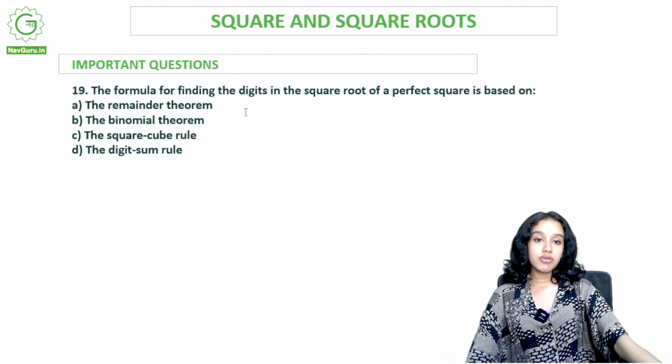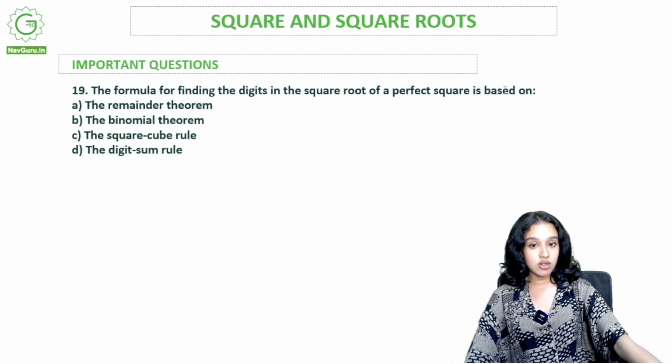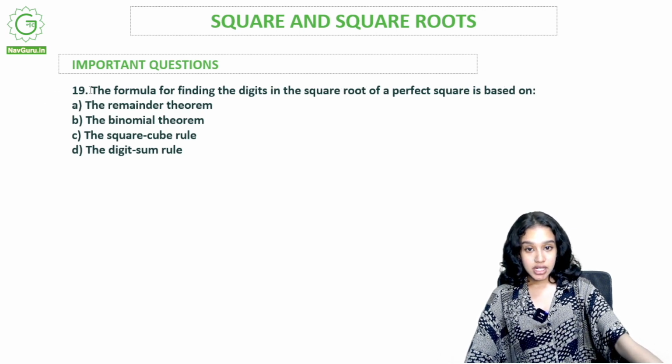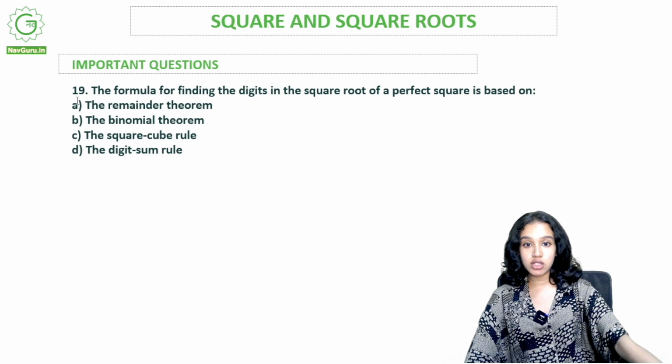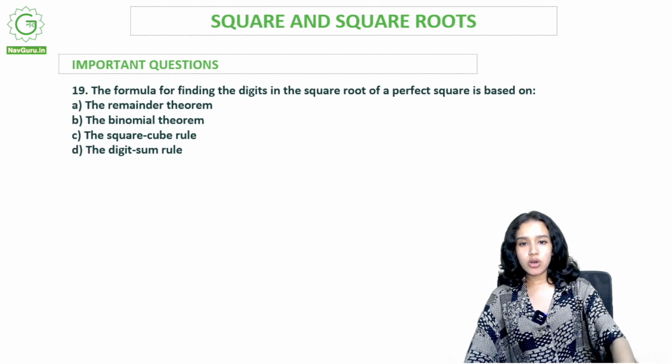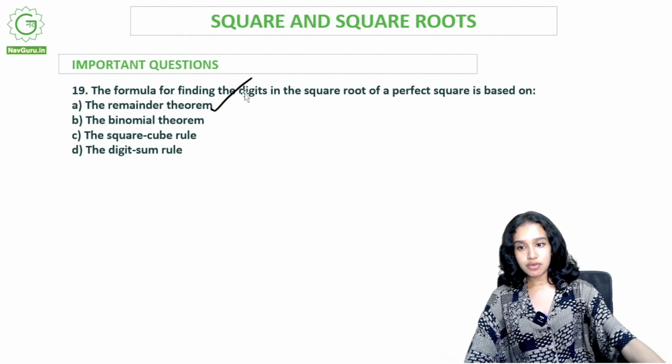Now, the formula for finding the digits in the square root of a perfect square is based on the remainder theorem, the binomial theorem, the square cube rule, or the digit sum rule. It's of course the remainder theorem.